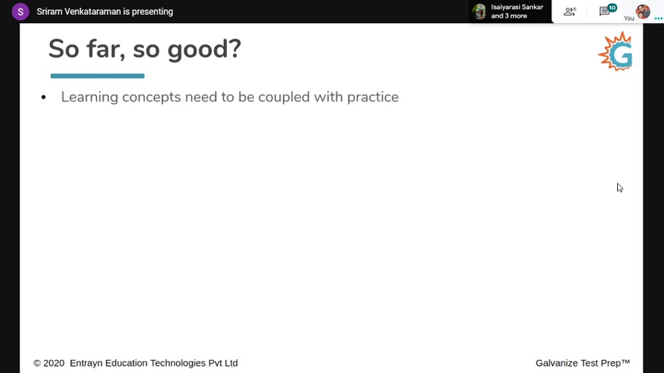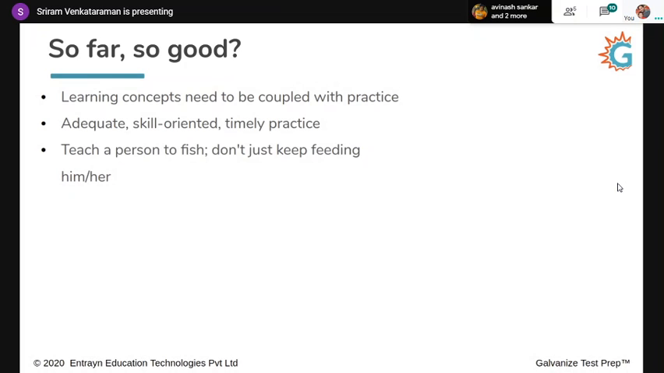Okay, so just to finally summarize, right? Learning concepts has to be coupled with practice, right? You can't just learn concepts and not practice them, because by learning concepts, you're only building knowledge. You need those other two skills as well, and you get better at those skills only with practice, right? So you need adequate, skill-oriented, timely practice. And this is something that we believe a lot, right? We don't just teach a person how to fish, right? We need to teach how to fish, and not just keep feeding them fish.